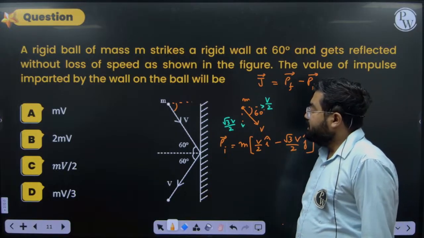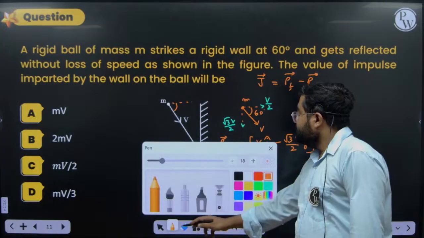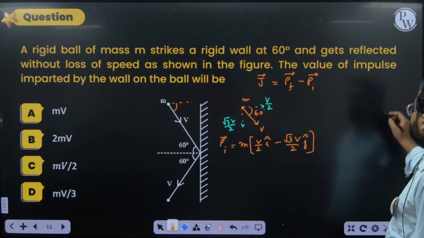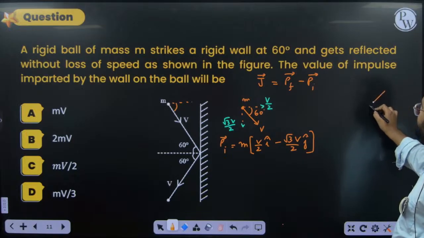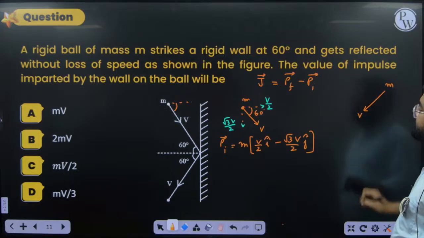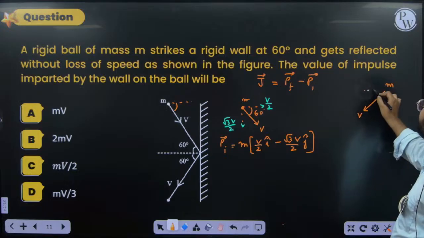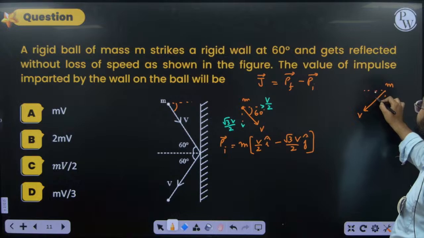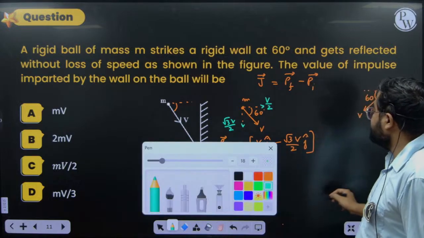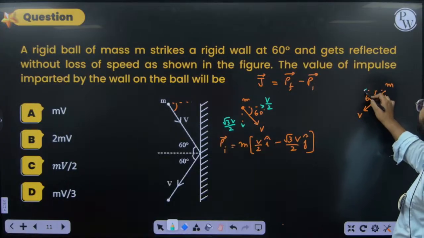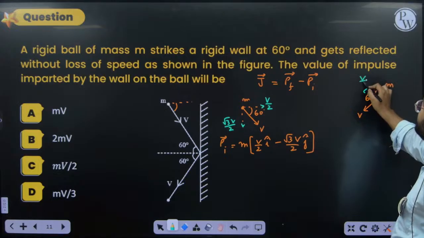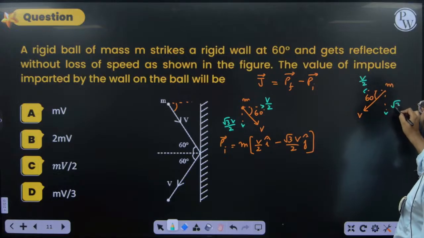Now let us similarly write the final momentum. So if you see here, the final momentum is like this: mass m and speed is v, and this angle is 60 degree. We again have to take the components. If we take the components here, this is v cos 60, which is v by 2, v sin 60, which is root 3 v by 2.